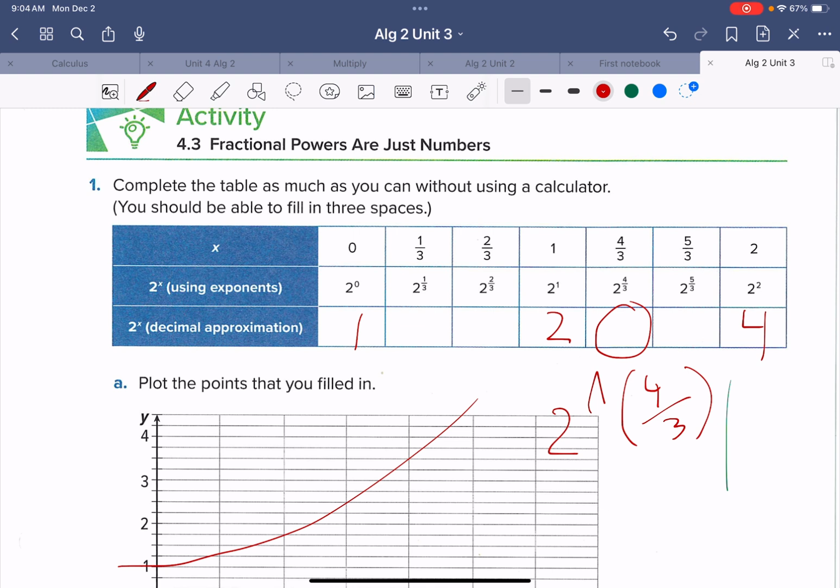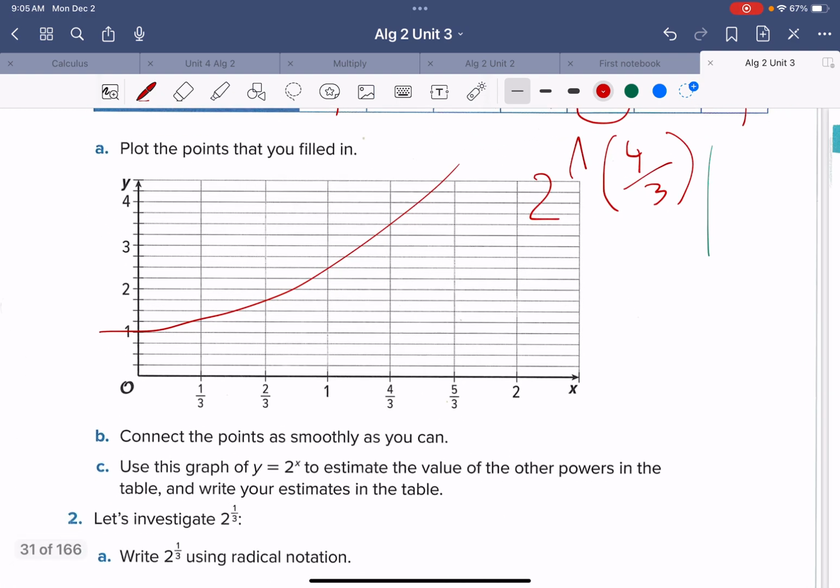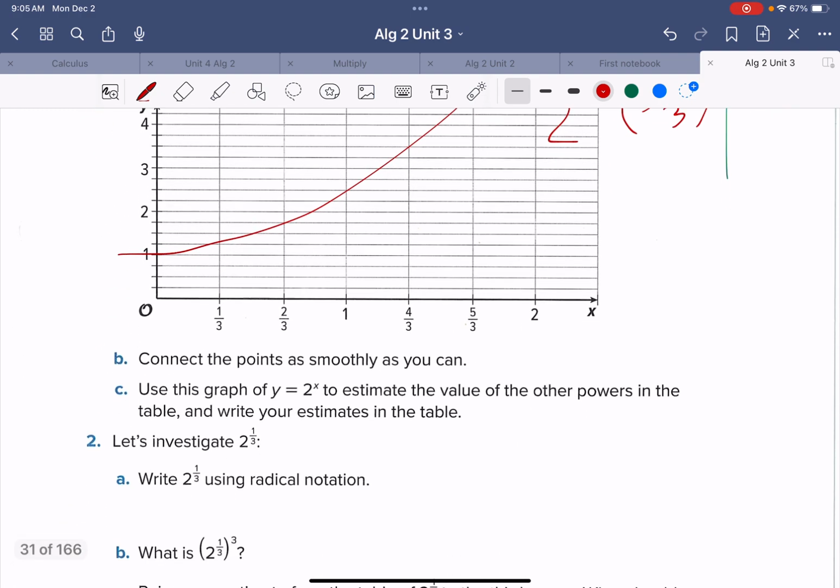Complete the table as much as you can without using a calculator. So I did that, and now you start typing in the calculator. You can make a graph and see how it works. All right.